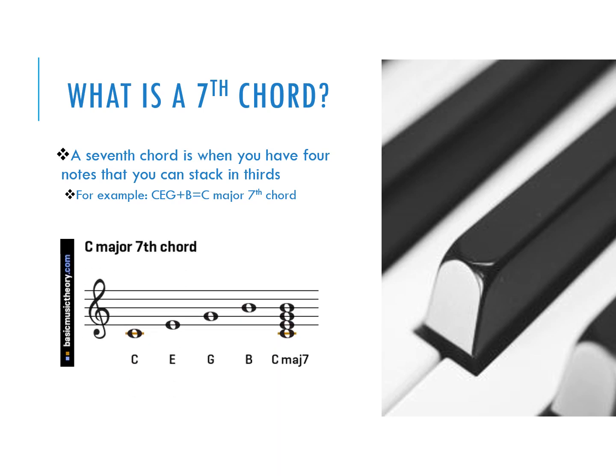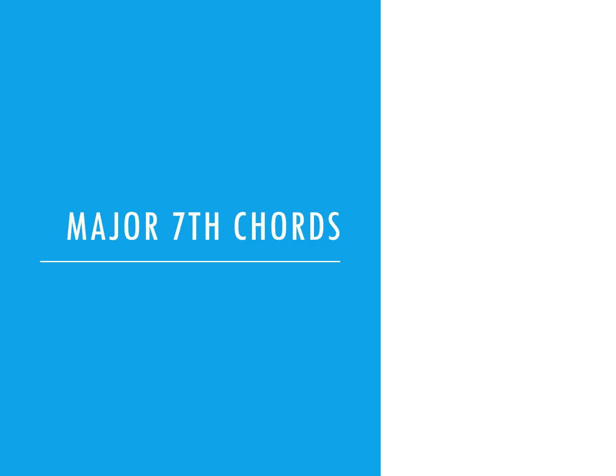So by this diagram, you can see that the notes C, E, G, and B are all stacked on top of each other in increments of thirds. The first kind of seventh chord we will go over are major seventh chords. A major seventh chord is when you have a major triad with a major third above the fifth scale degree.